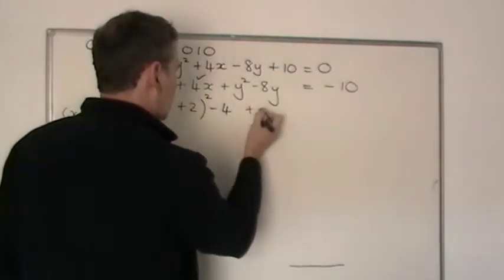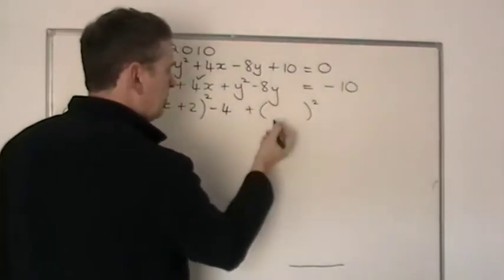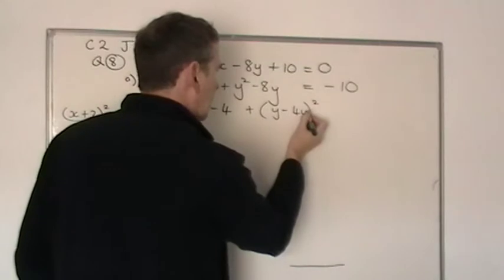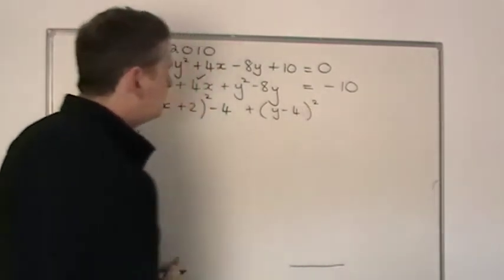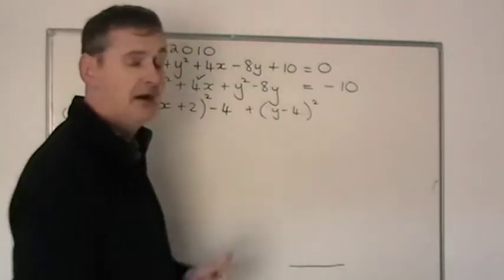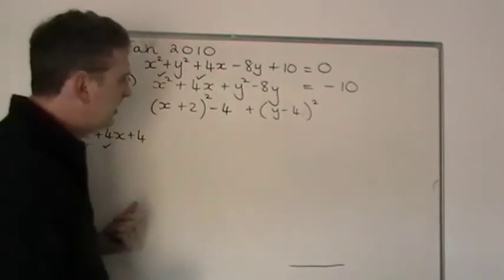Okay, so I'm going to say plus, we're going to have a bracket squared. If it's y squared minus 8y, it'll be y minus 4. Sorry, y minus 4, not 4y. Y minus 4 inside the bracket. Minus 4 being half of the minus 8. I'm not going to do a side little calculation here, I'm just going to do it in my head.